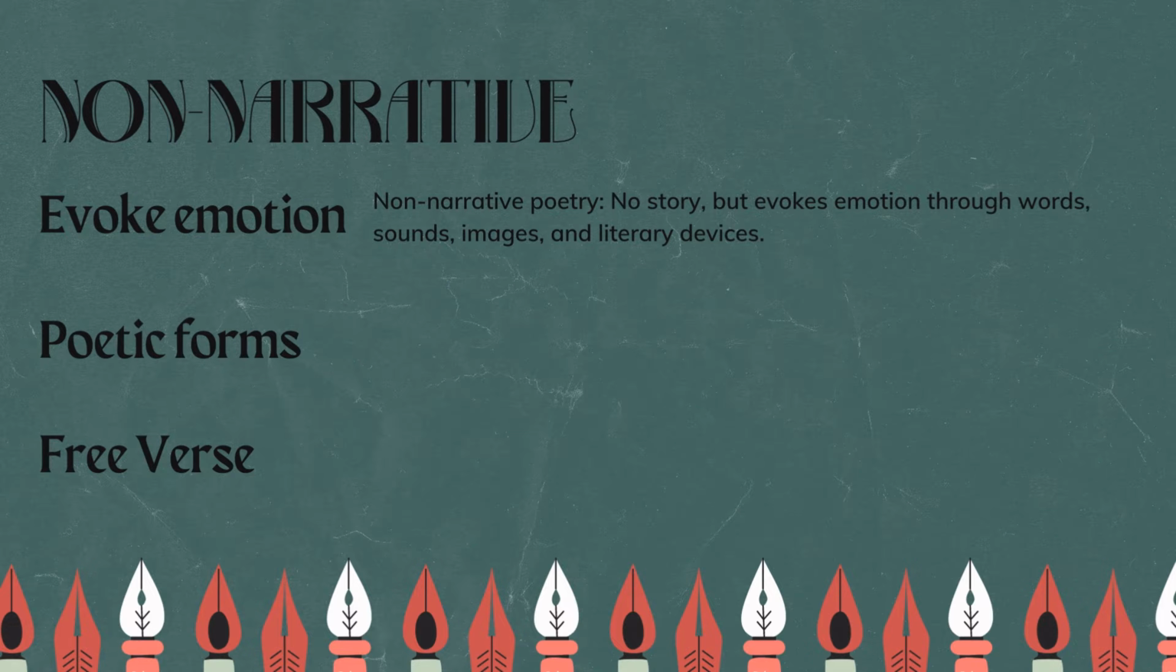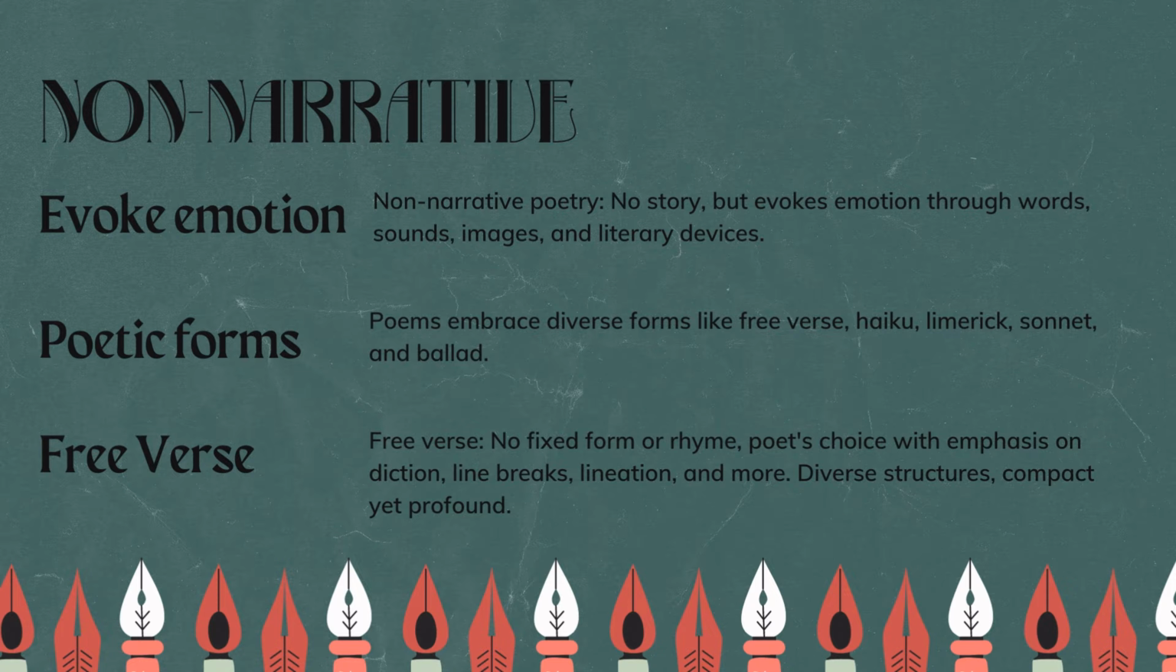Non-narrative poetry does not tell a story. Instead, it is intended to evoke an emotional response from the reader. The poet uses words, sounds, images, and other literary devices to communicate this response. Poems can be written in a variety of poetic forms. Some common forms are free verse, haiku, limerick, sonnet, and ballad.